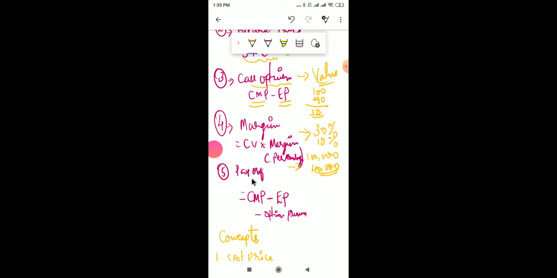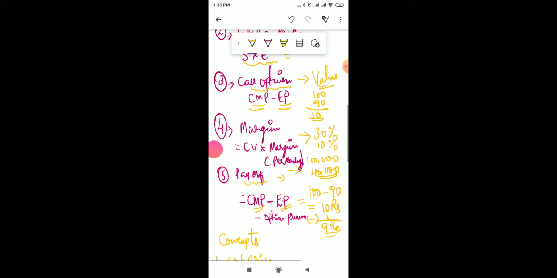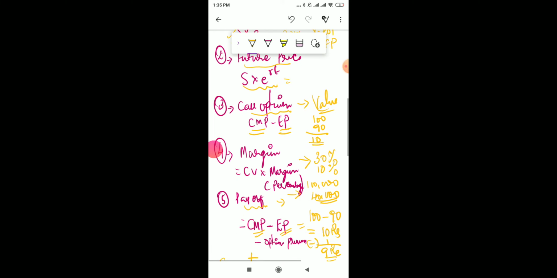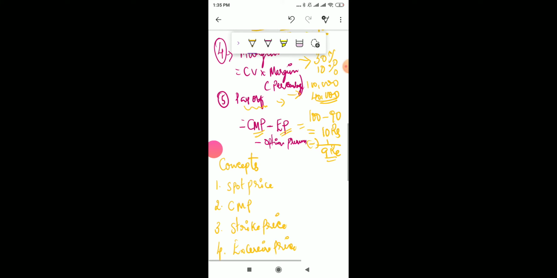Then the fifth kind of problem is payoff metrics. What is payoff? Payoff is nothing but the current market price minus your exercise price. If your current market price is 100 and your exercise price is 90, then your payoff is 10 rupees. If you have paid an option premium of 1 rupee, then 9 rupees is your payoff. We will work out all these things. So I'll repeat: we will have 5 types of problems, that is the forward price, future price, call option pricing, margin, and payoff metrics.